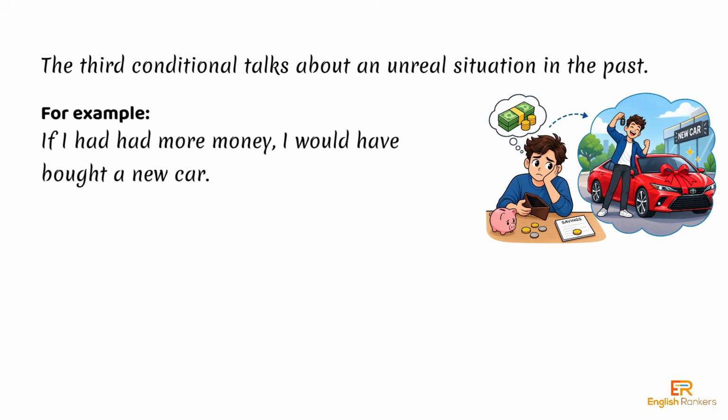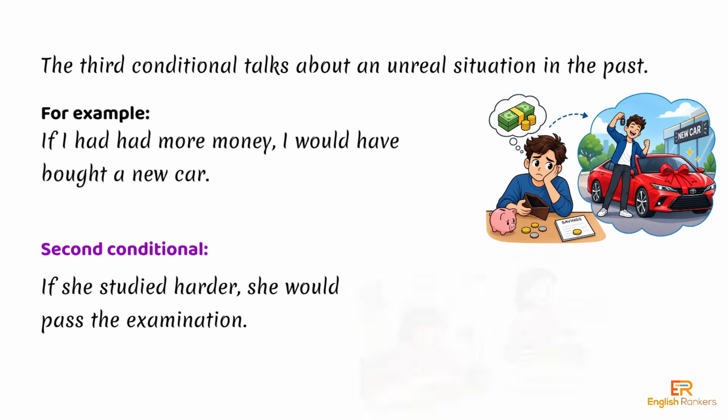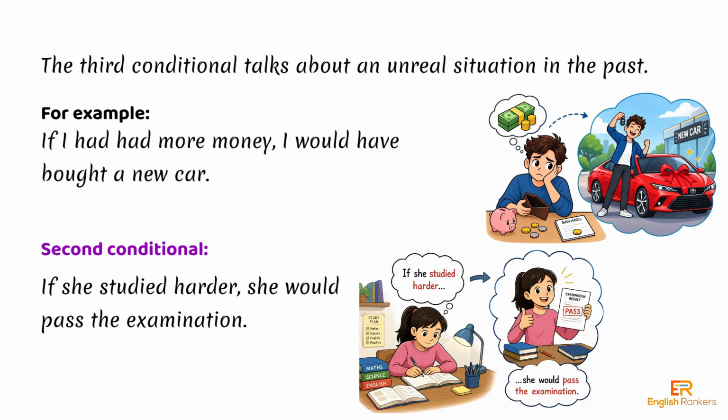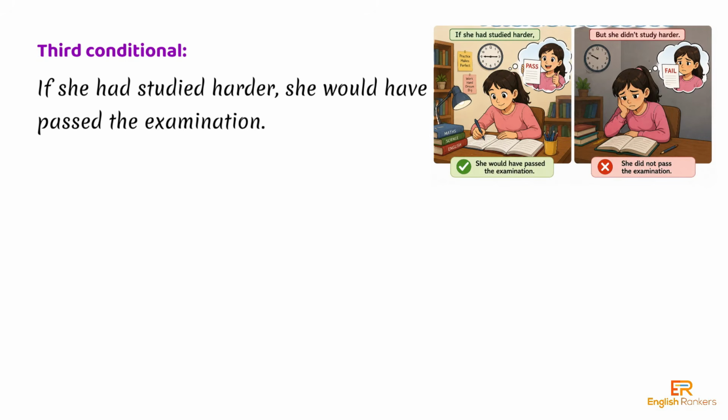Look at another pair. Second conditional. If she studied harder, she would pass the examination. This refers to the present or future. Third conditional. If she had studied harder, she would have passed the examination. This refers to a past examination that she did not pass.